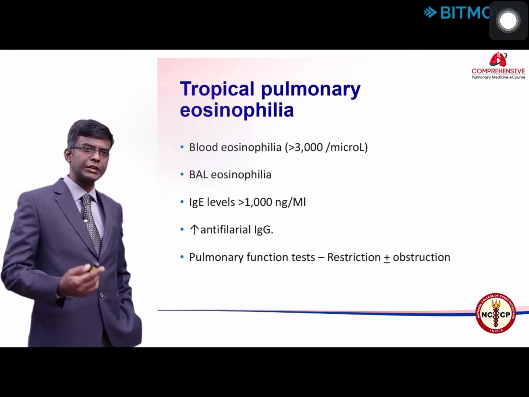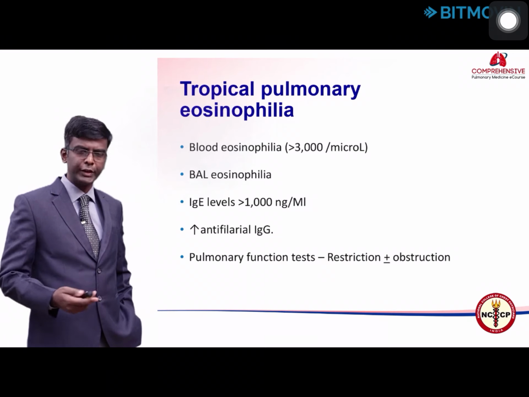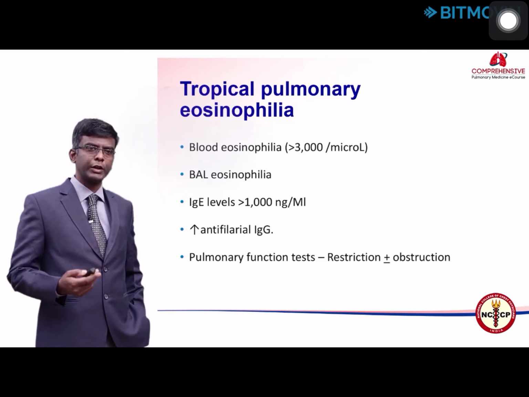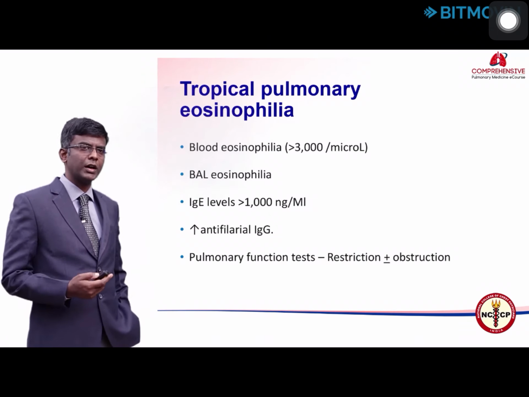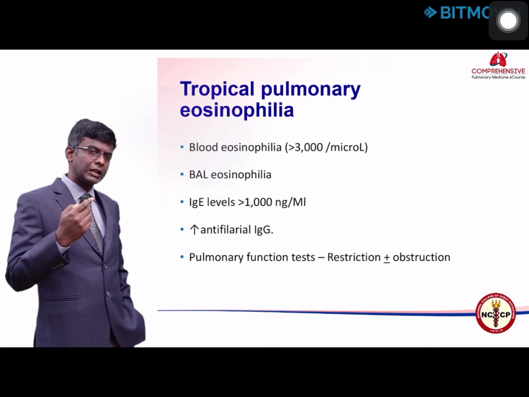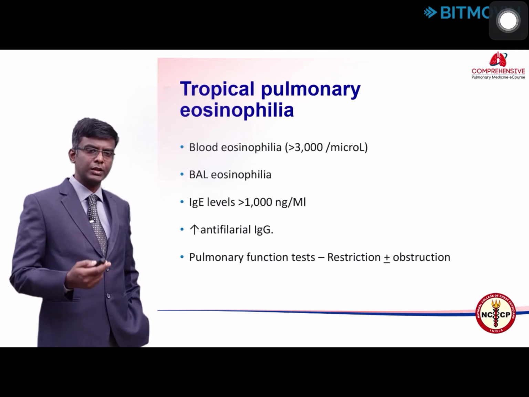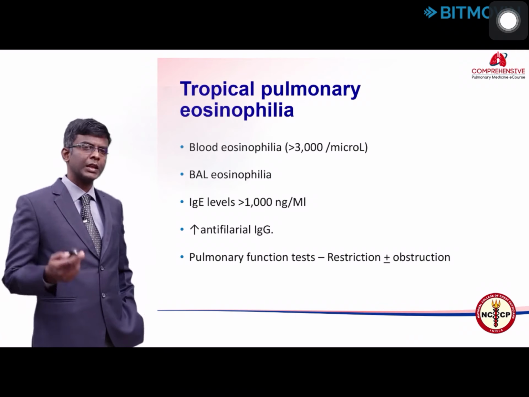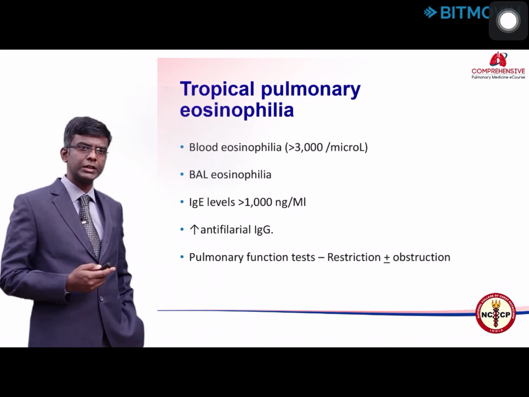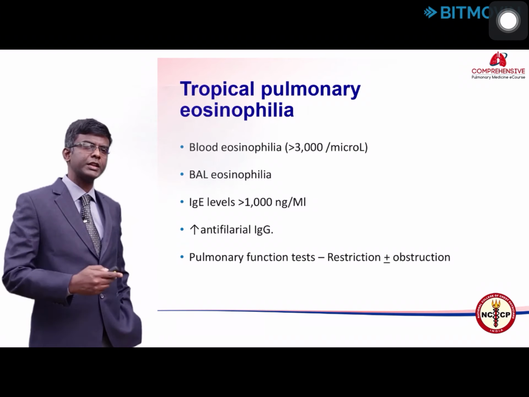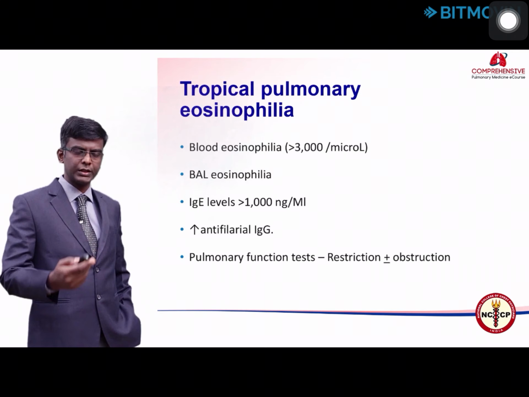They have significant peripheral blood eosinophilia, more than 3000 per microliter of blood. There is bone marrow eosinophilia, and IgE levels are elevated. Anti-filarial IgG antibodies can be elevated. PFT typically shows restriction, and sometimes there can be a combination of restriction and obstruction in spirometry.